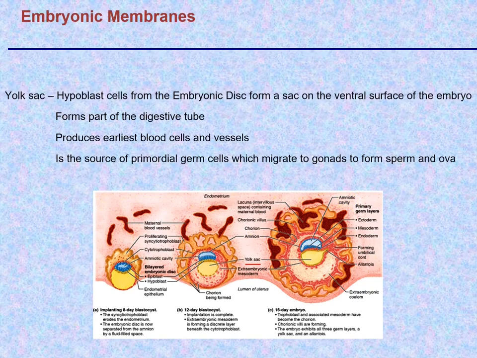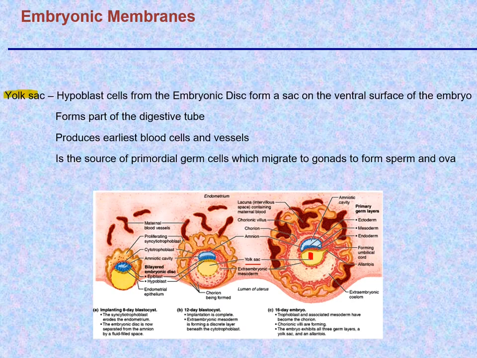The other membrane that is developing is the yolk sac, and that comes from the hypoblast. Remember, the embryonic disc is made of the epiblast and the hypoblast. Hypoblastic cells form the yolk sac, and it will go on eventually to form part of the digestive tube, and the very earliest blood cells appear in this area inside the yolk sac. And blood vessels, the very first blood vessels, it's the source of the most primitive germ cells or stem cells that will migrate to form gonads.